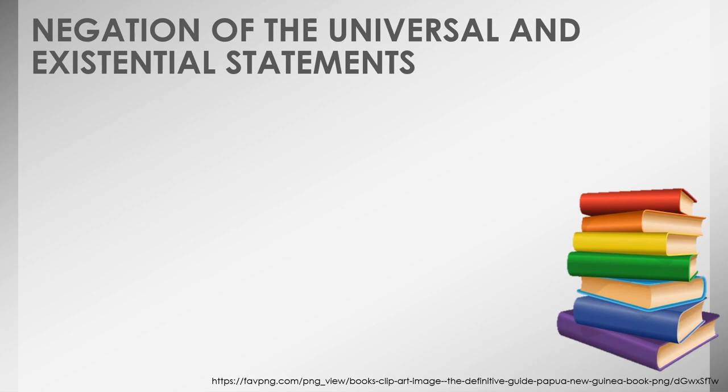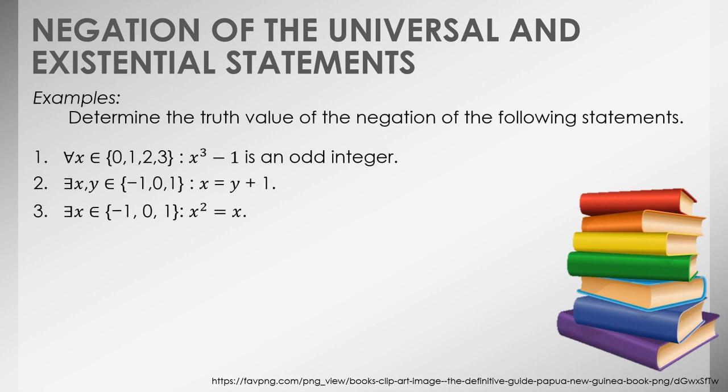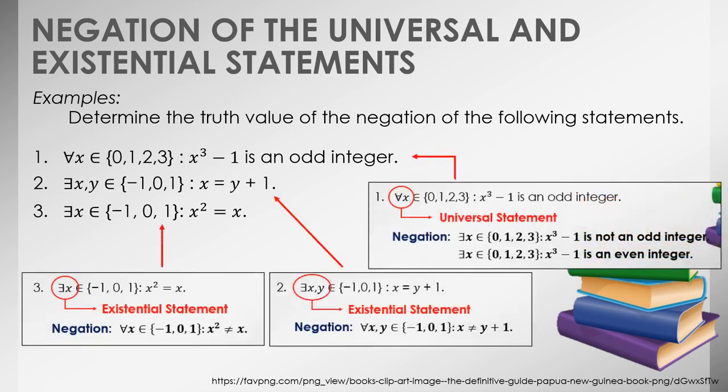Now, let us have one last set of examples. In these examples, we are to determine the truth value of the negation of the given universal and existential statements. In other words, we first need to determine the negation of the given statement and afterwards, we will determine its truth value. Note that we've done determining the negation of these statements in the previous examples given in this lecture. And to recall, we have these negations. So, what is left with us is determining the truth value of these negations.